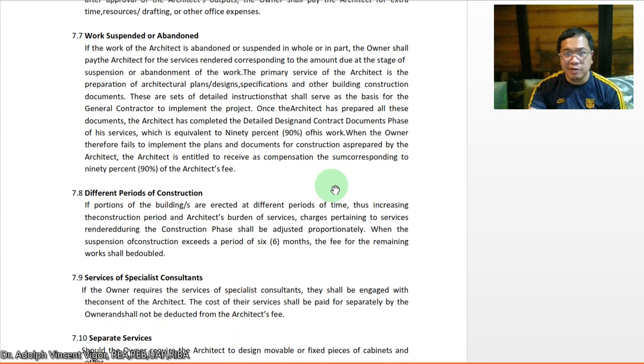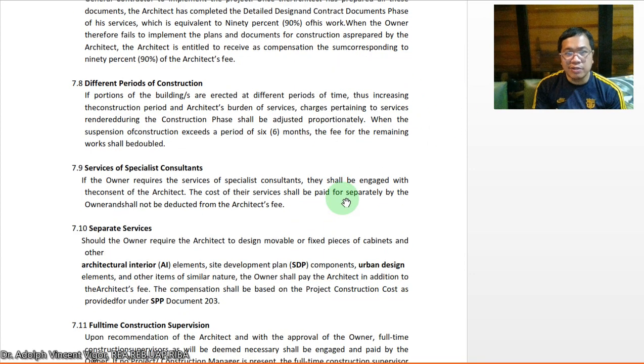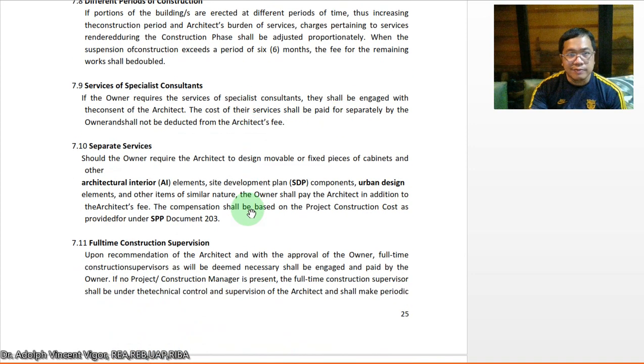So here we have different periods of construction. If portions of the building are erected at different periods of time, thus increasing the construction period and the architect's burden of services, charges pertaining to services rendered during the construction phase shall be adjusted proportionately. When the suspension of construction exceeds the period of 6 months, the fee for the remaining works shall be doubled. So this is a good clause, guys. Again, like what I've said before, don't forget to include that in your agreement with the owner.